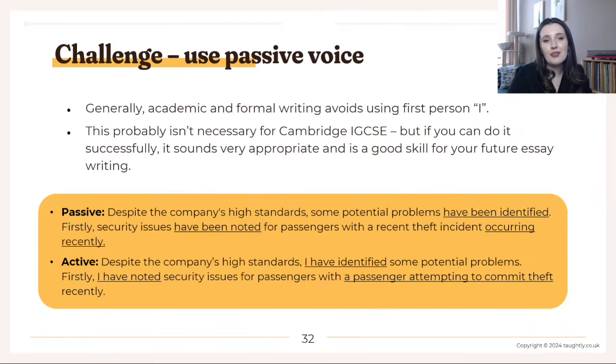This one is a challenge. Use passive voice. This probably isn't necessary, honestly, for Cambridge IGCSE from that example. So in that particular exam paper, they're saying you are Edgar.